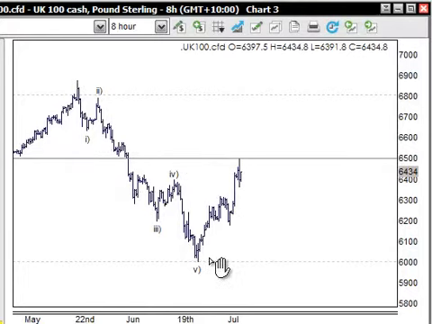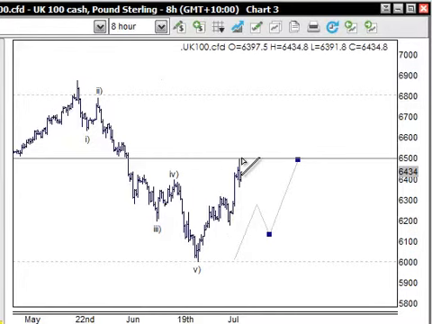So we were looking at this being an ABC coming up through here, or we're looking for a 3-wave structure as such, and that's what we've got here, because we were counting 5 waves up here, and then the ABC, then 5 waves up through here. So we do have an impulse wave here.